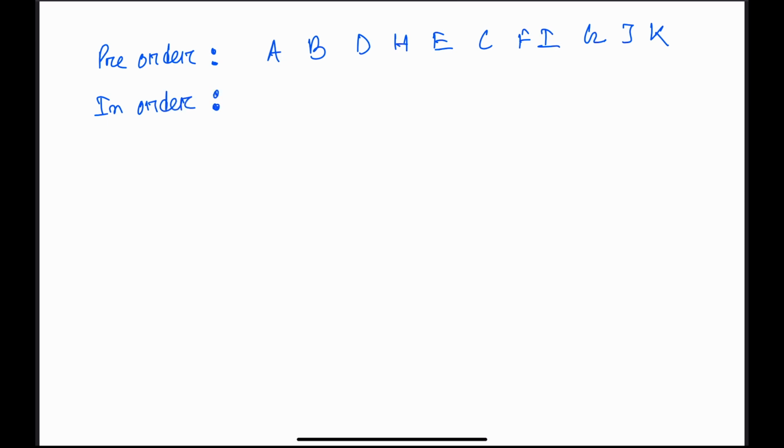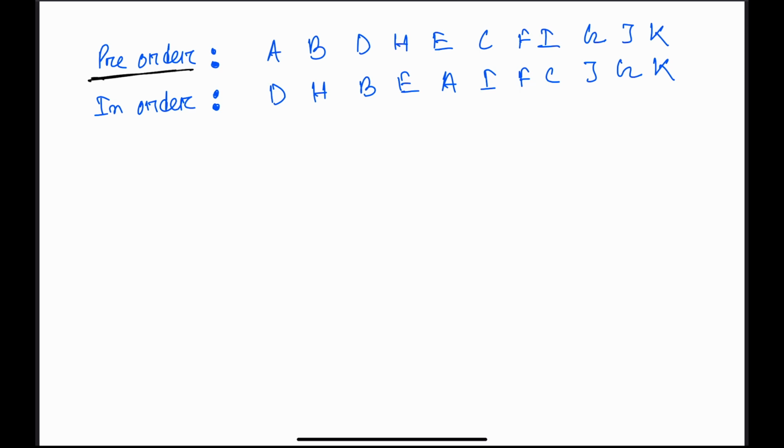Okay, so for pre-order, I'm taking an example traversal from somewhere: A, B, D, H, E, C, F, I, G, J, and K. The in-order is: D, H, B, E, A, I, F, C, J, G, and K. So we have two traversals and we have to make a tree.